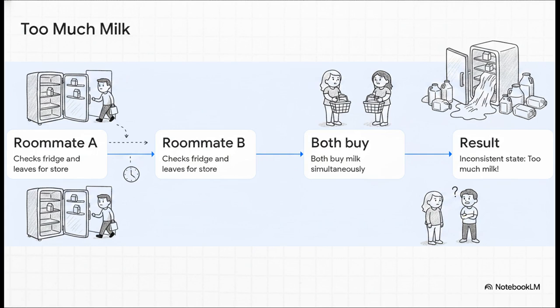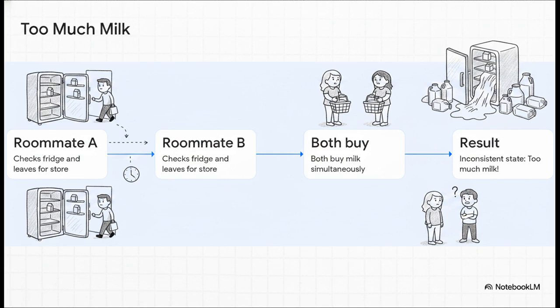Roommate A opens the fridge, sees no milk, and immediately leaves for the grocery store. 10 minutes later, roommate B opens that exact same fridge, sees no milk, and also heads to the store. Because they didn't communicate, they both act on the exact same completely outdated, shared information. And the result? They both buy milk, come home, and now you have an inconsistent state. Way too much milk. They relied on a shared resource, the fridge, without any synchronization.